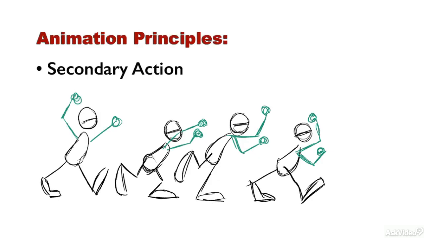So if overlapping action refers to the parts of a character or an object that are moving at different times, what does secondary action mean? Secondary action is really different action on a character that's happening along with the character's main action. Now it sounds similar to overlapping action, but I'll explain it like this.